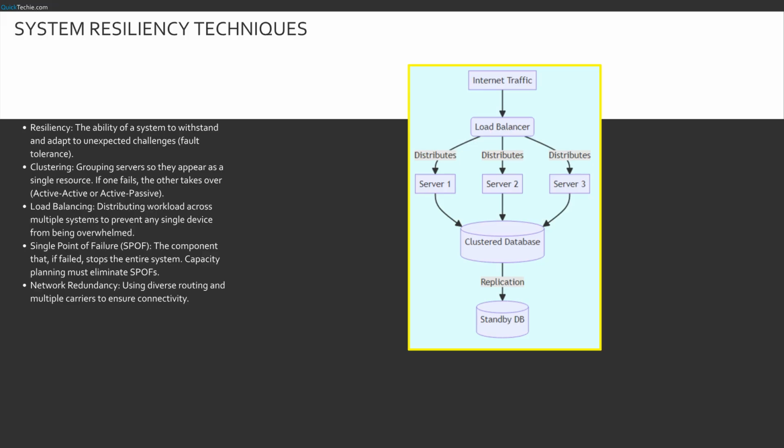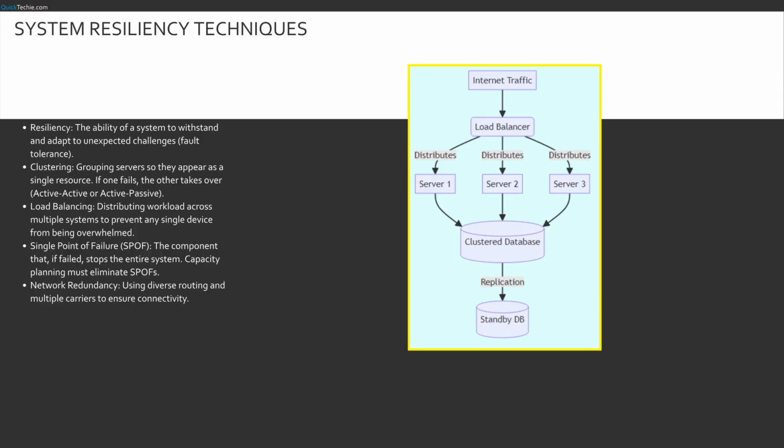Availability is achieved through resiliency. We want systems that don't die when a component fails. This is called fault tolerance. We achieve this through clustering, grouping servers together. In an active-active cluster, everyone works. In active-passive, one waits for a failure. We also use load balancing to spread the traffic evenly.